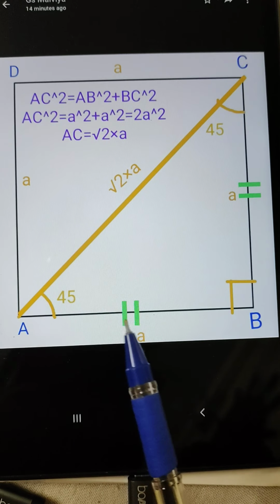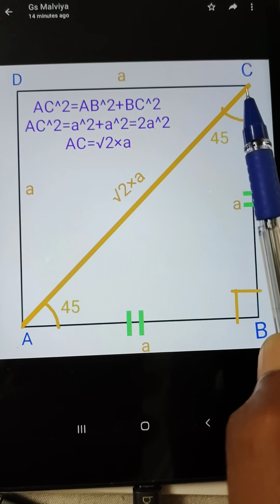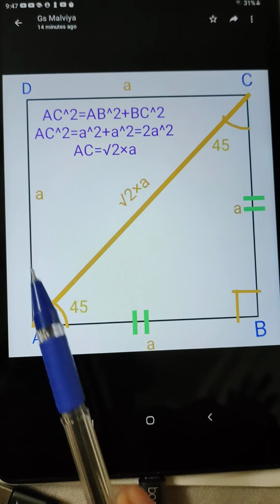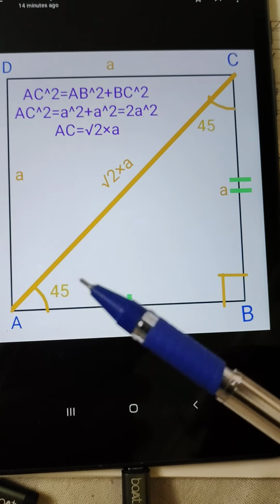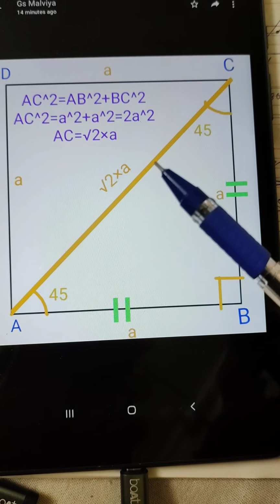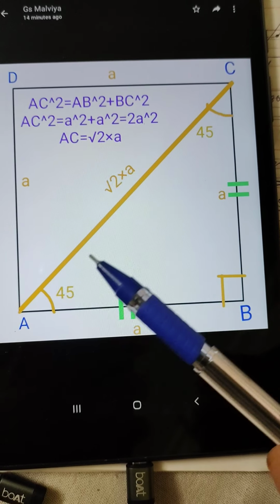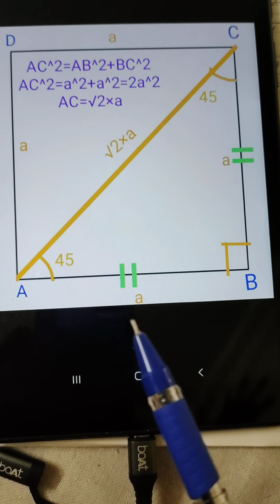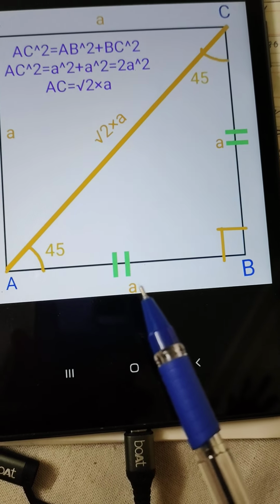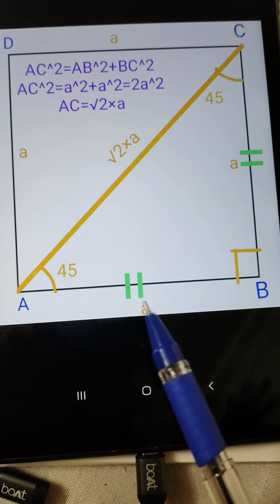This is a square, and we will calculate the diagonal of this square. So let the side of the square be a.